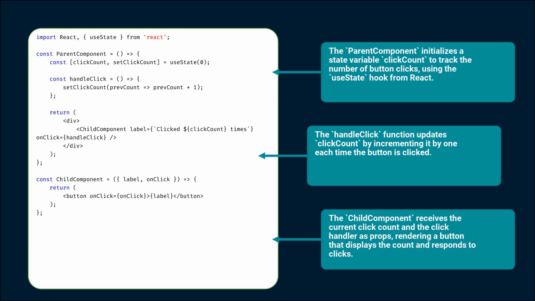Within the return statement of our parent component, we render the child component, passing it a label prop that dynamically displays how many times the button has been clicked, formatted as a string. We also pass the handleClick function to the onClick prop of the child component.